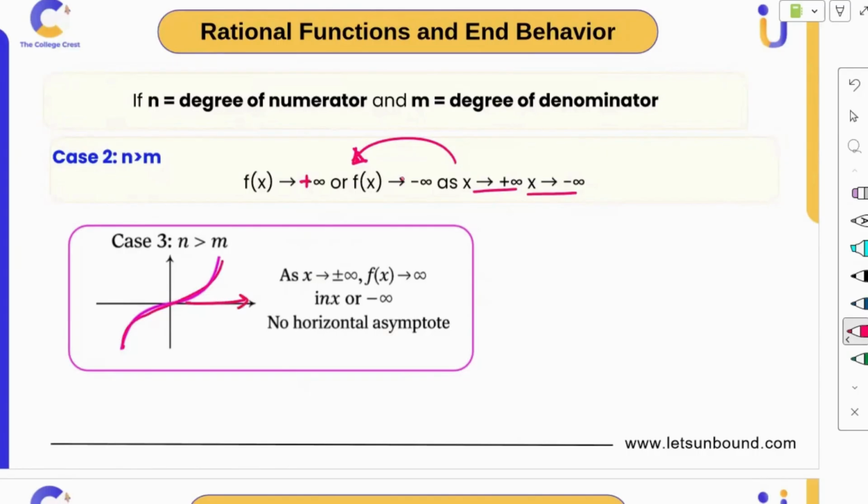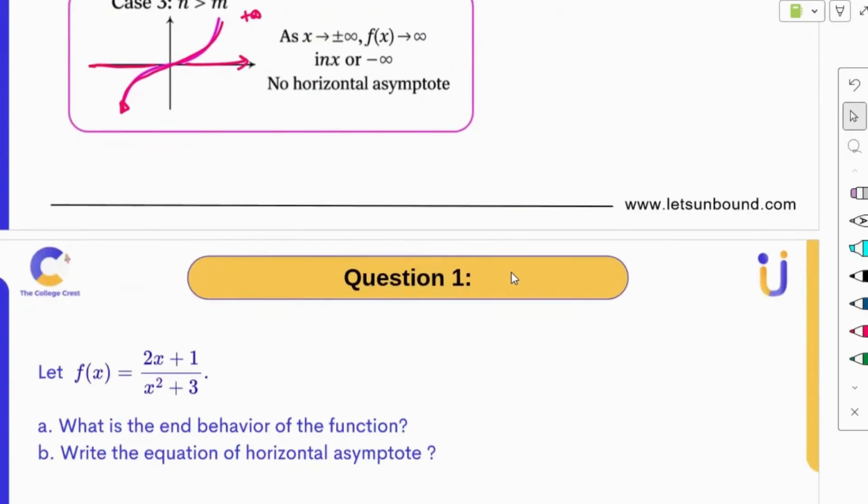As x tends to infinity, f of x goes to plus infinity. As x tends to minus infinity, f of x goes to minus infinity. Okay. So it will approach kind of an infinite number, right? When n is greater than m. So this is case 3. And that's it. So in all the 3 cases, you can define end behavior. Also, you can give a horizontal asymptote also. Okay, let's move on to the first question.